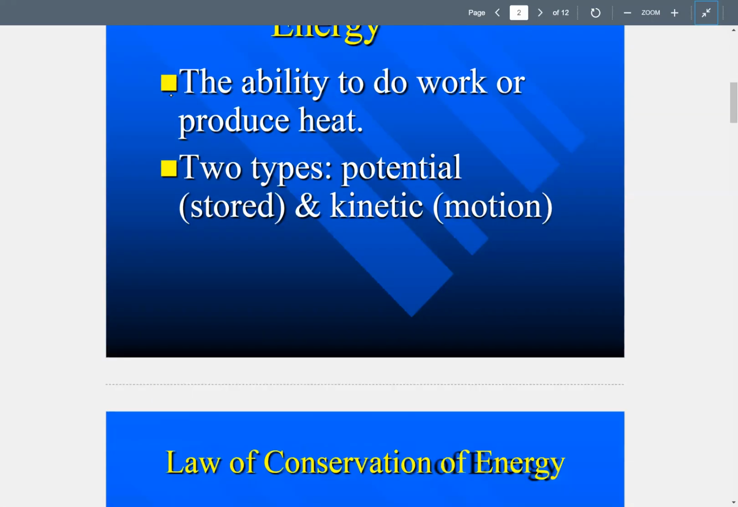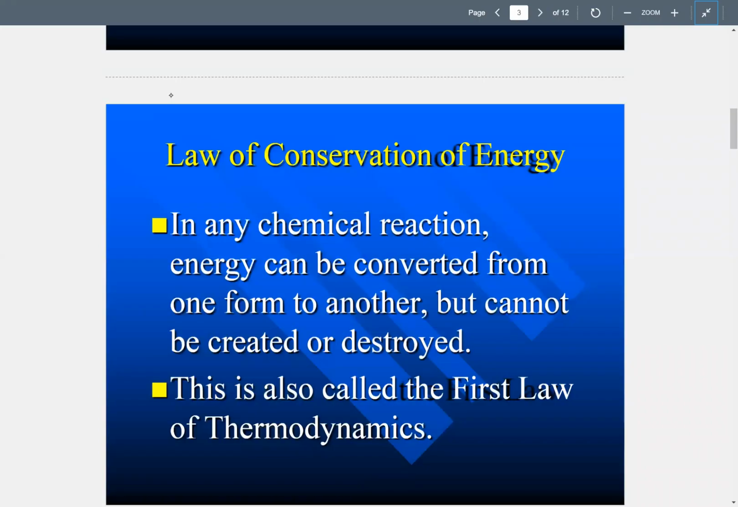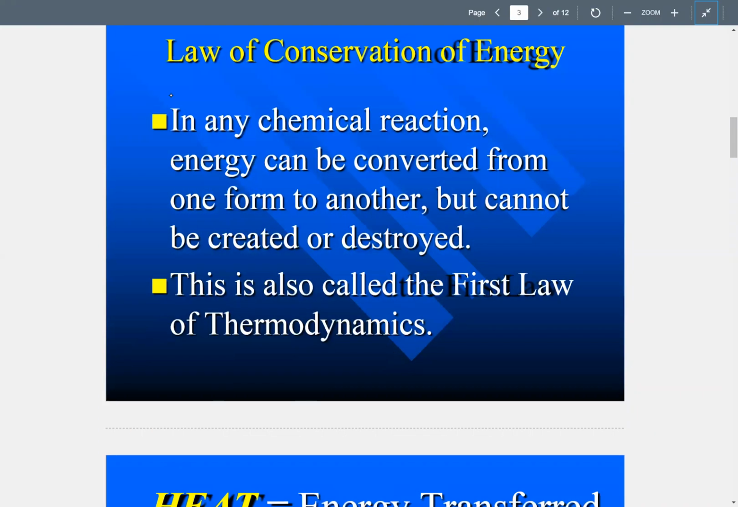In chemistry, we're interested in what's called chemical potential energy. So the bonds hold the chemical energy, and when you rearrange those bonds, the resulting energy might be more or less than where you started. And so this is the chemical potential energy. It might result in kinetic energy. It might just simply result in heat.